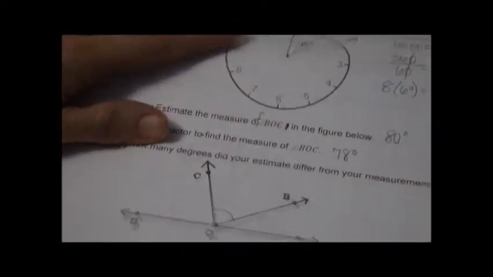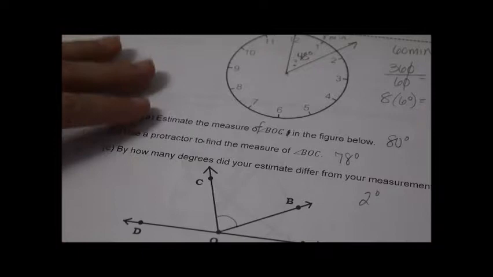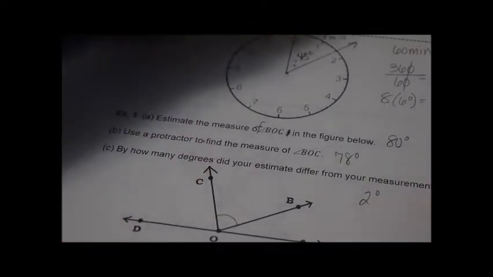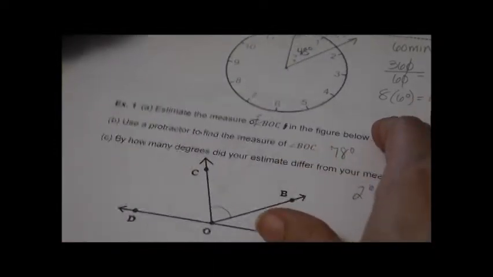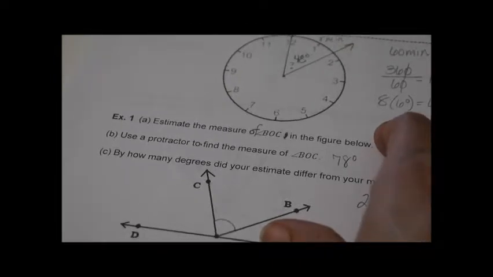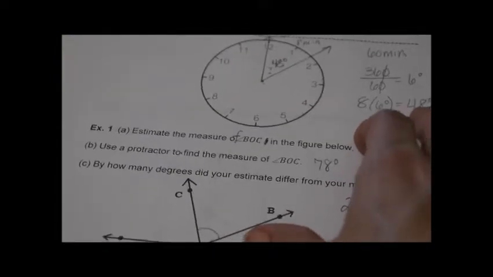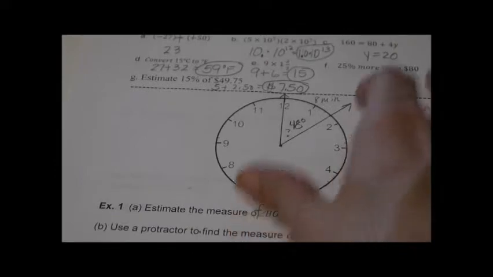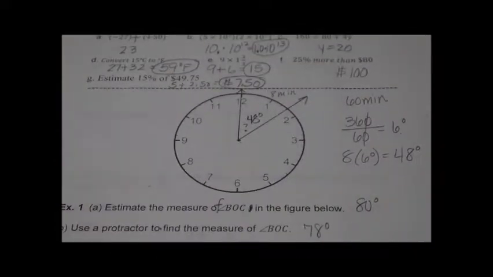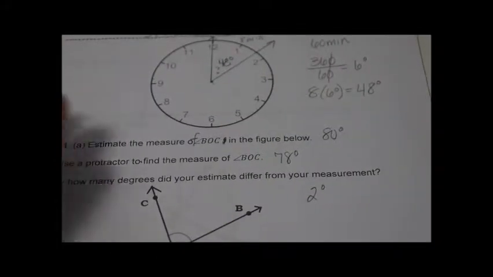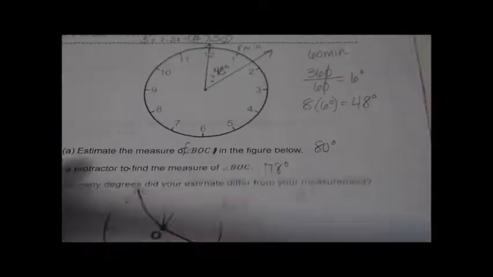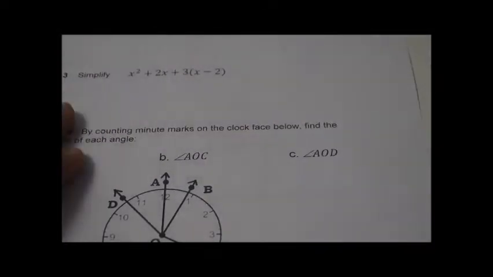And how many did I differ? I differed by 2 degrees. You might get something different, okay? And that's all right. In the book, they differed by 3 degrees. So when you estimate, you're dealing with the naked eye, just trying to guess. But it's good to get things pretty close or get a good idea of whether or not it's greater than 90, less than 90, around 45, and so on.